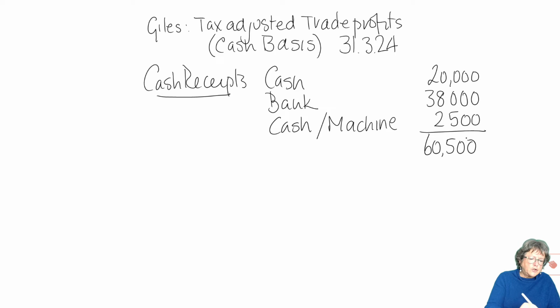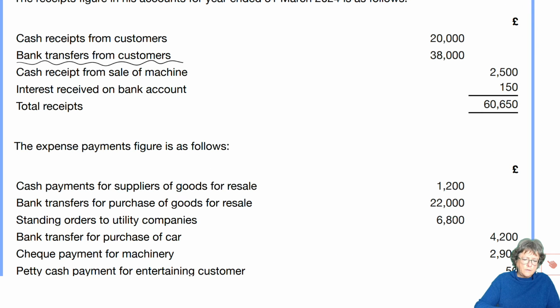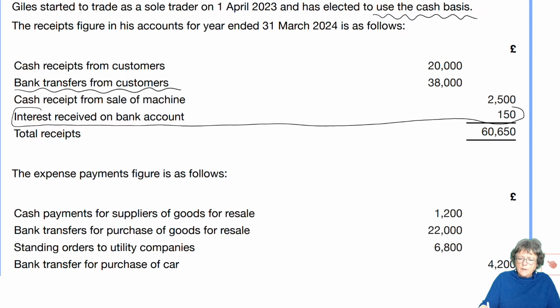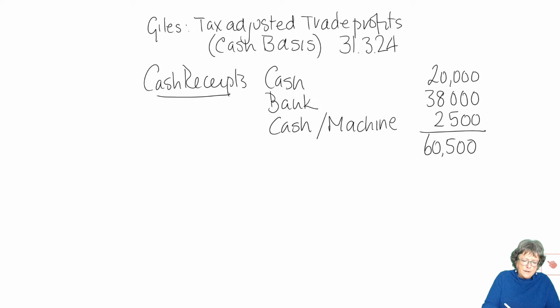So let's just check that against the question itself to make sure. Okay, we have not included that. We have not included that because it does not relate to the trade. It's interest. It will be taxed in the income tax computation. Okay, let's have a look at the expenses.